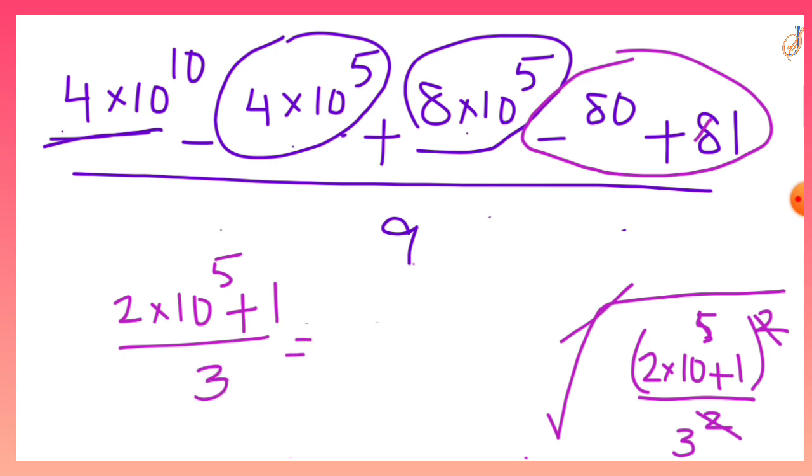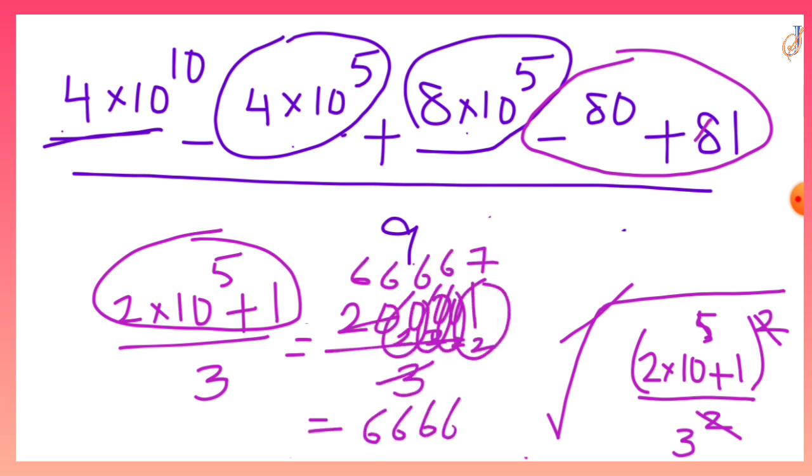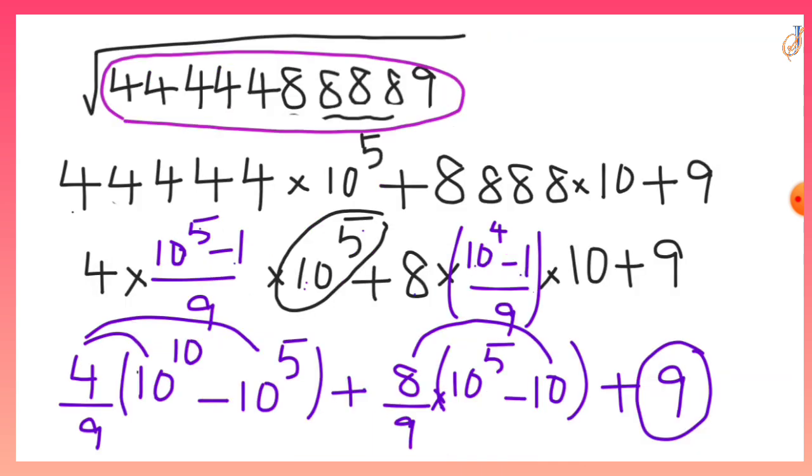After multiplying and adding, you will get 2,000,001 divided by 3, which gives 666,667. By using the traditional method, we can find the square root of this large number. However, this method can get quite complicated and time consuming. That's why I'm going to show a shortcut method to find the square root of a large number.